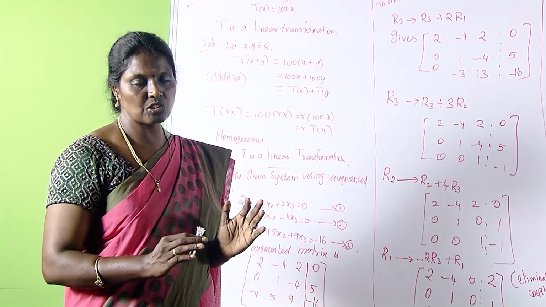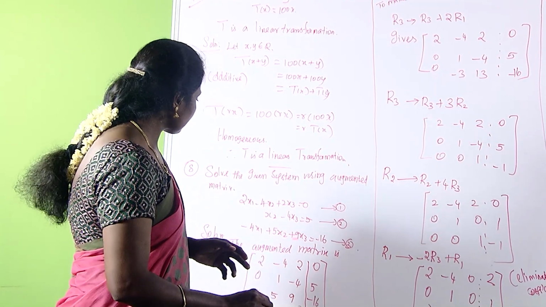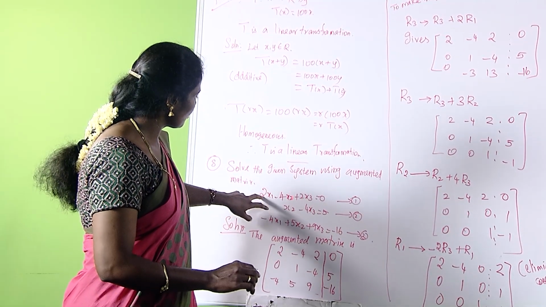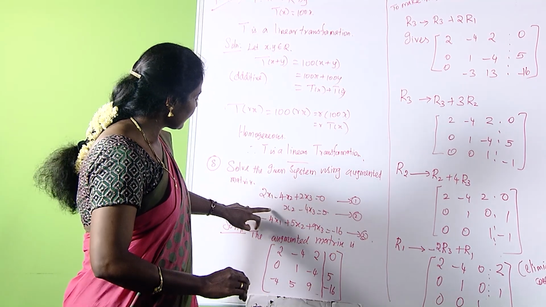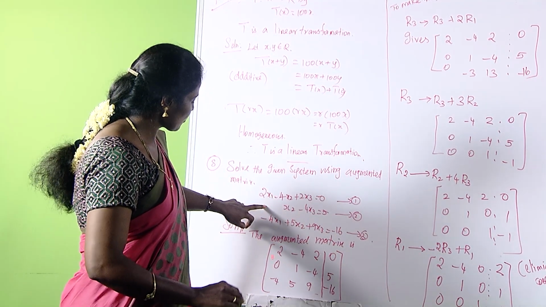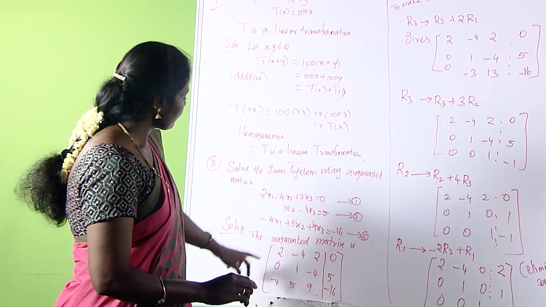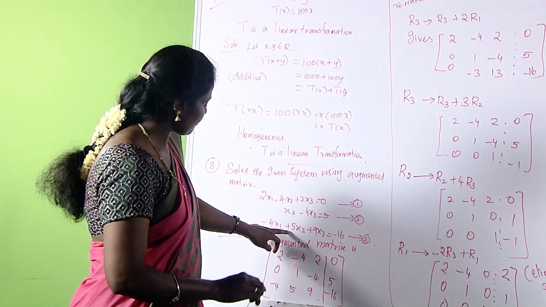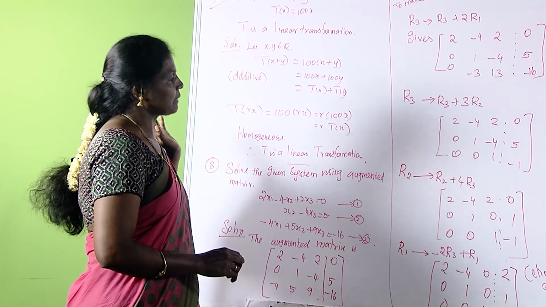So, this is the procedure. First we write the augmented matrix. The first row is 2, minus 4, 2, and 0. In the second row, the coefficient of x1 is 0, the coefficient of x2 is 1, the coefficient of x3 is minus 4, and 5. In the third row, minus 4, 5, 9, minus 16. So, this is the augmented matrix.